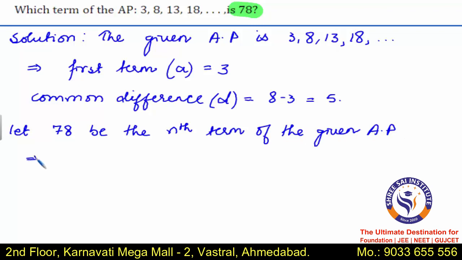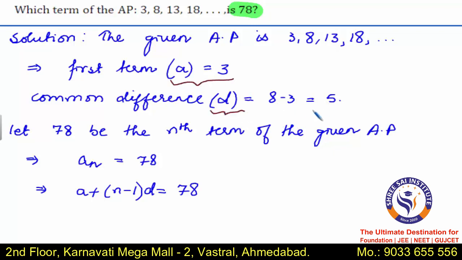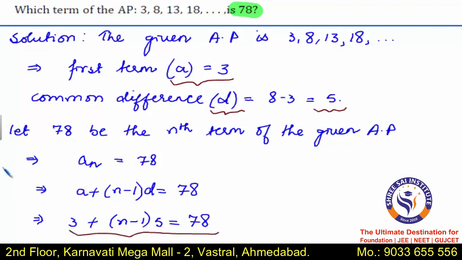This implies that A plus n minus 1 into D is equal to 78. Now substituting the values of A, that is 3, and D, which is equal to 5, in this equation, this further implies 3 plus n minus 1 into 5 is equal to 78. Now we will solve this equation to get the value of n.